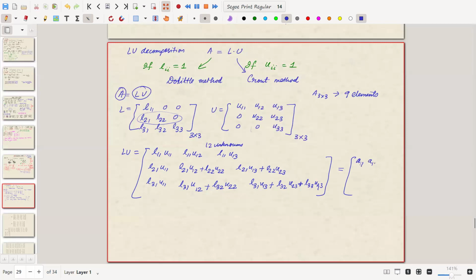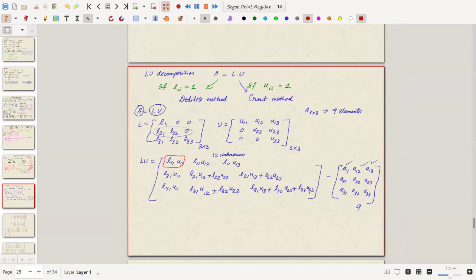Say A11, A12, A13. These are all known to you. How many elements are there? 9. How many equations are there? 9. Each is an equation, isn't it? You compare with each element here. So here you have 9 elements, and you should have 9 equations.